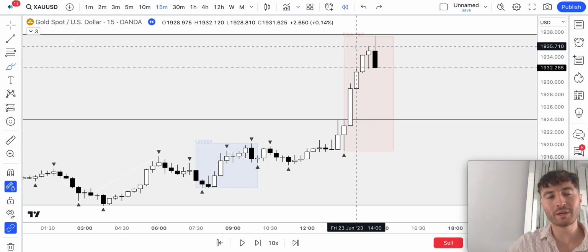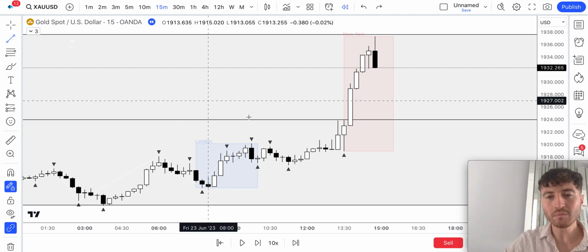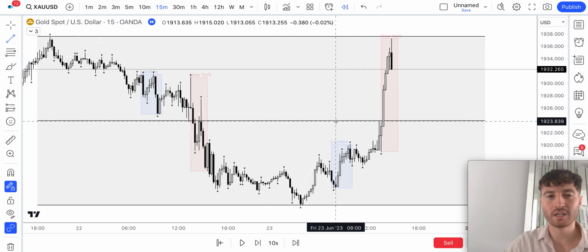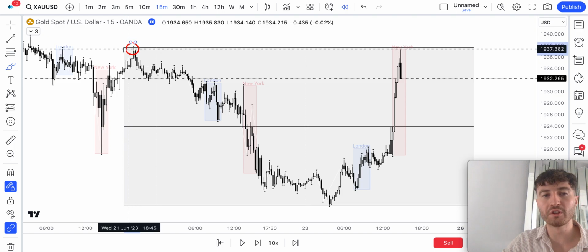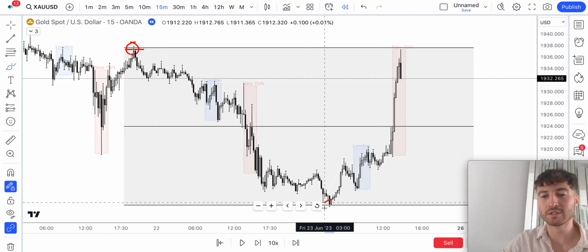So let's jump into an entry here. Clearly we are in discount. You can see this is the 4-hour swing. What we were looking at on the 4-hour before, this was the fractal high, and we've marked that on down to the low.